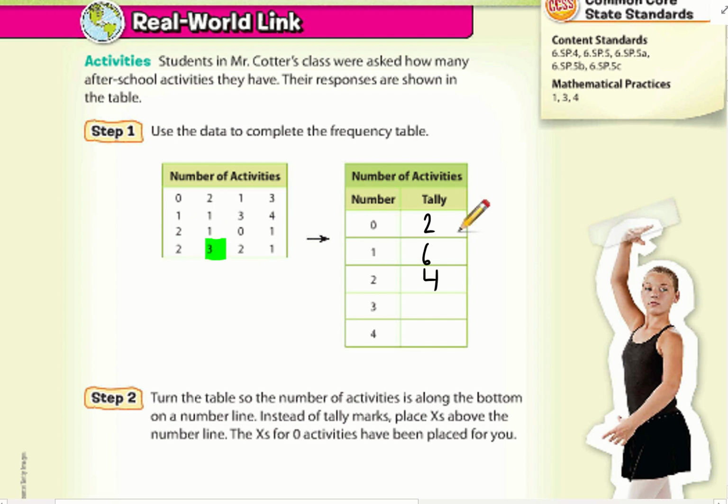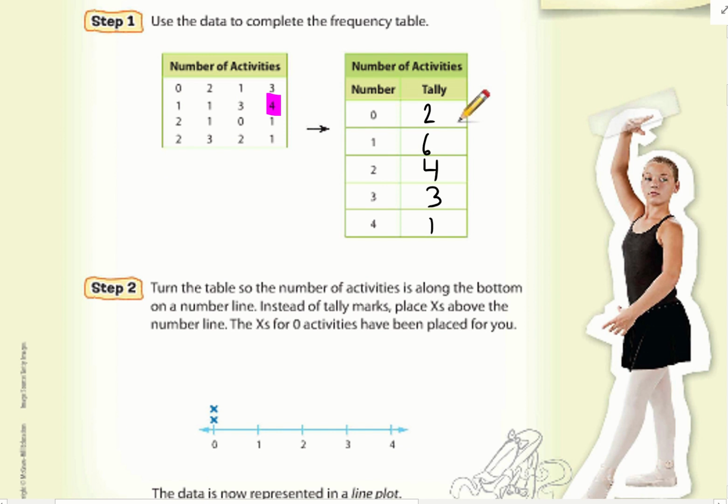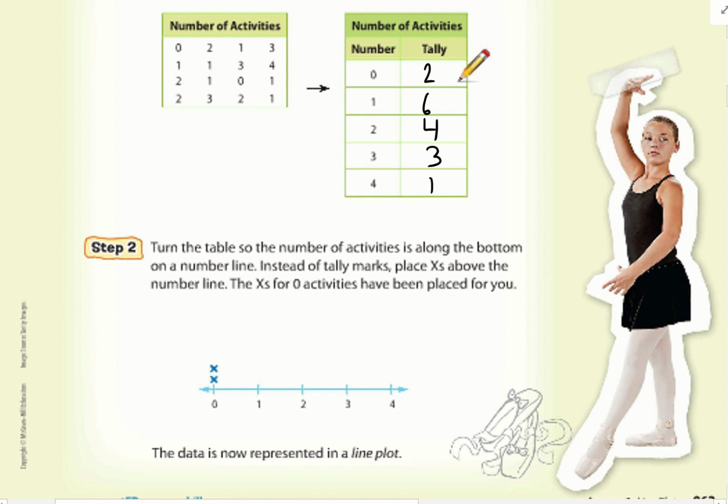Let's see, 1, 2, 3. I see it 3 times. Hopefully I'm not missing any. And 4, I see it 1 time. So in total, I should have 16. So 4, 4. Yeah, I do have 16.